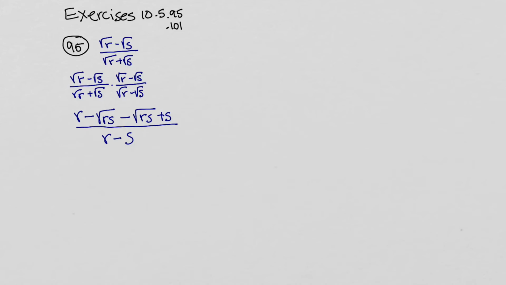We can do a little bit of work here on the top. We've got minus one of these and a minus another one of those, so this is going to be minus 2 of those. So we're going to have r minus 2 of those square roots of rs plus s over r minus s. And that's the best we can do. That's our simplified form, and we're done.